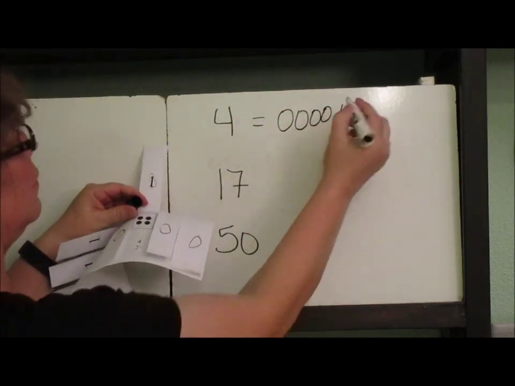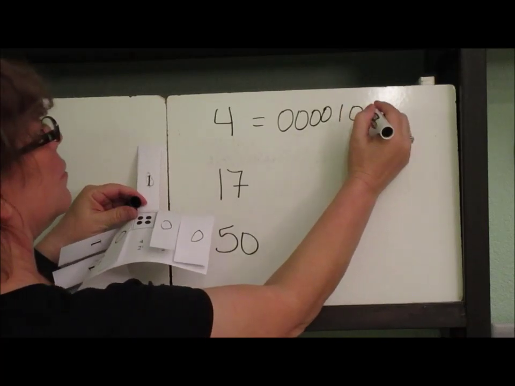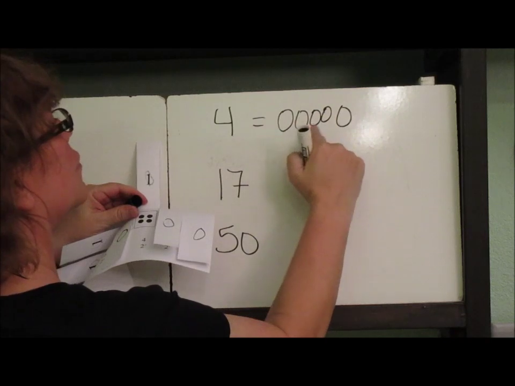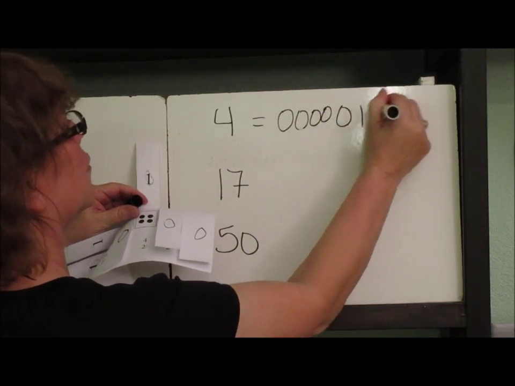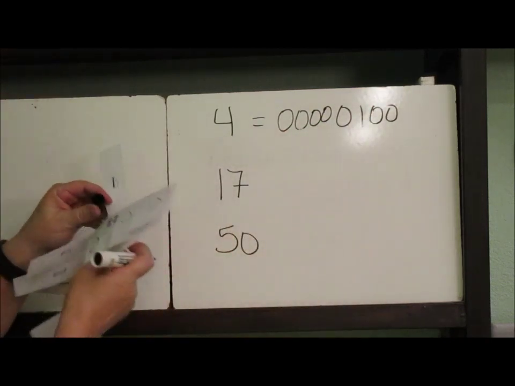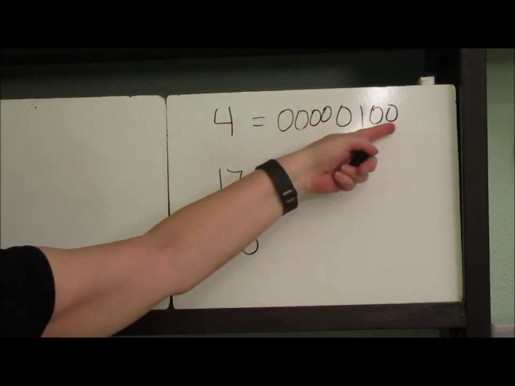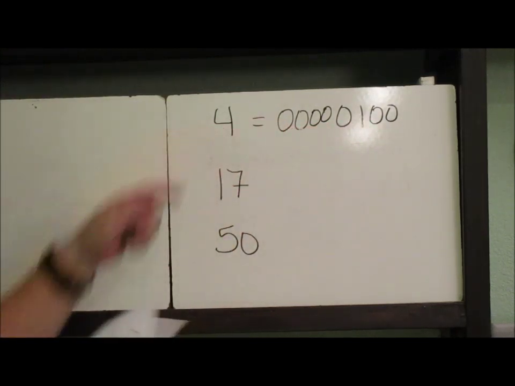Then I've got a 1 and a 0. 1, 2, 3, 4, 5, and then a 1, 0, 0. So I've got a byte. I always want to have 8 digits here. My answers are going to be bytes. And this is 4 in binary, 4 in decimal.